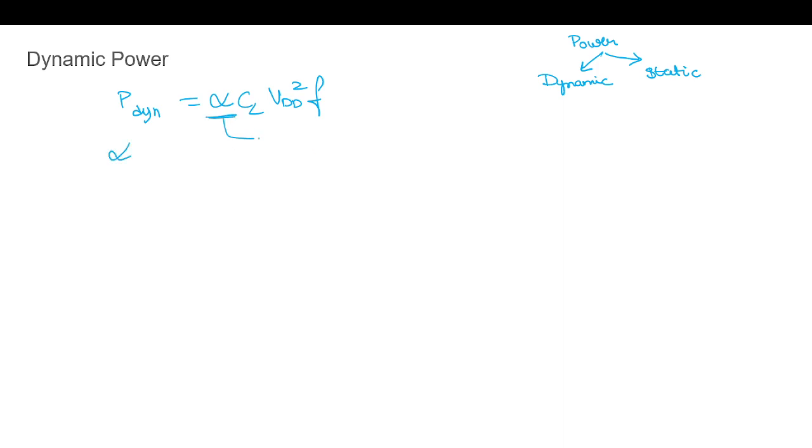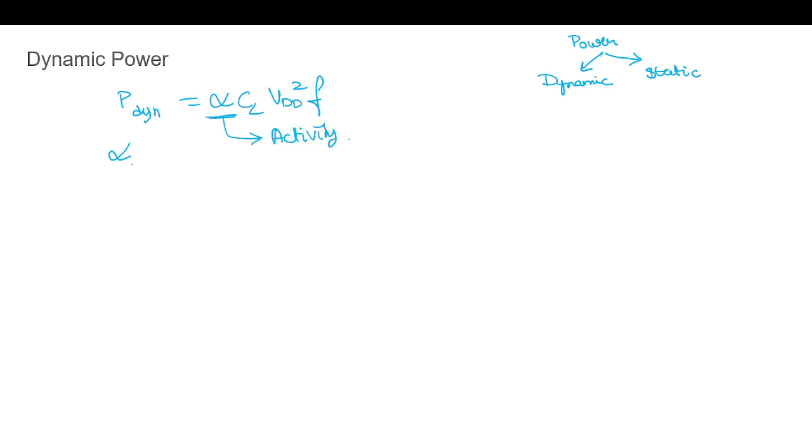Dynamic power. There are two types of power. One is the power dissipated when there is no activity, without any function. The circuit is idle, but still due to leakage there is power, known as static power. And dynamic power, when the circuit is operating, is given as alpha CL VDD square into F. Static power is the leakage current into the voltage. And this alpha is the activity factor.